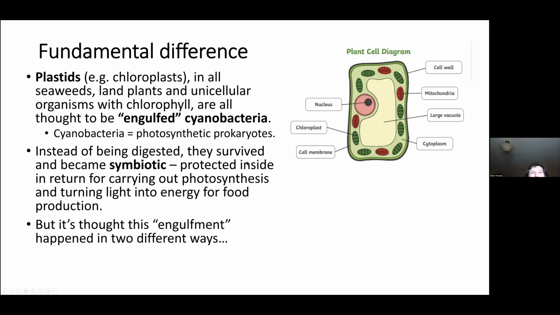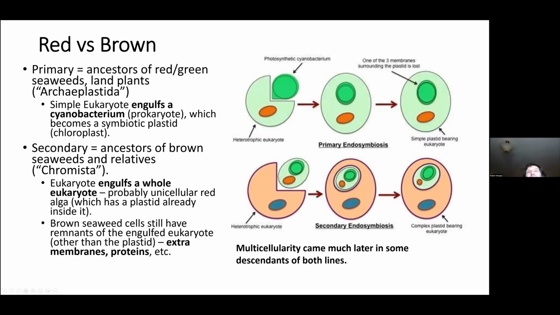So instead of being digested, it became what's called symbiotic. But it's thought this sort of thing happened in two different ways. In red and green seaweeds on the one hand, and brown seaweeds on the other. So at the top, you've got what's thought to have happened to form the cells of the first group, the red seaweeds, the green seaweeds, and the land plants, where you've got a very simple single cell.